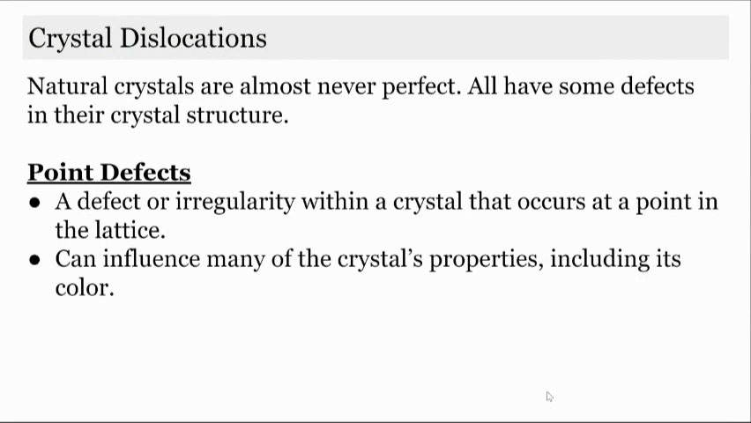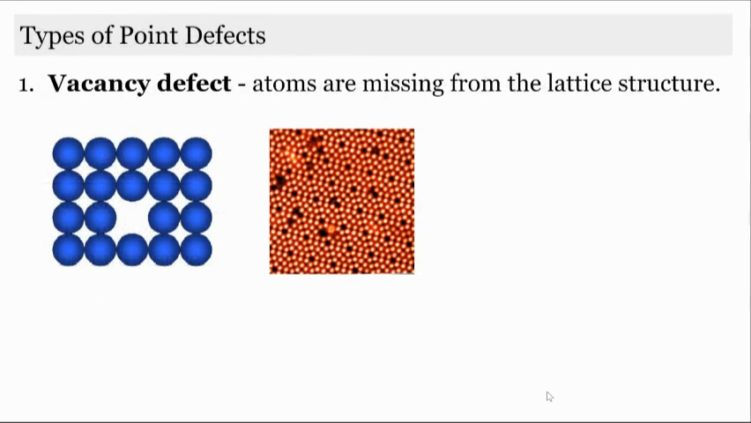Today, we're going to start by examining point defects. Point defects are a defect or irregularity within a crystal that occurs at a point in the crystal lattice, which can influence the crystal's properties, including its color. There are three types of point defects.